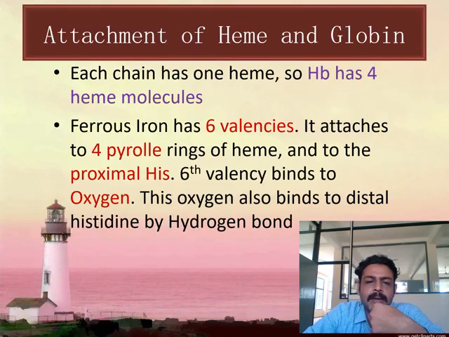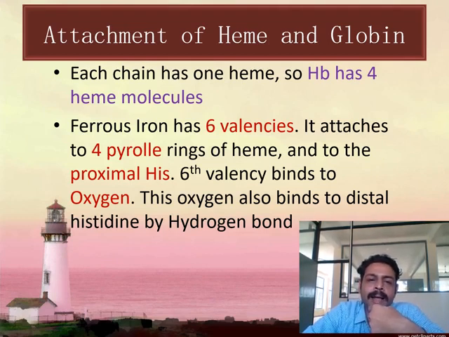It has four globin chains. Each globin has one heme molecule, so hemoglobin has four heme molecules. What is a heme molecule? Heme molecule contains iron in the middle, and has four pyrrole rings. Heme contains one iron and four pyrrole rings, and this iron is attached to all the four pyrrole rings.